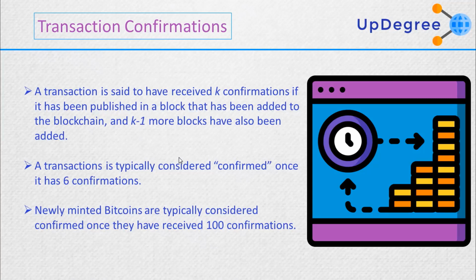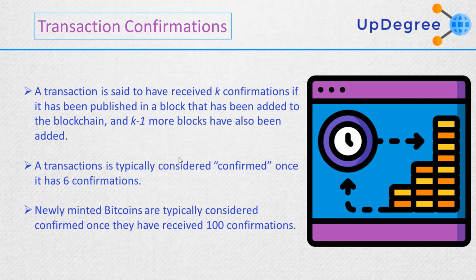That means you have a block, you have a header, you have a nonce, you have a transaction, and it points to the previous block. So for every K blocks in the blockchain, there should have been K minus one more blocks added. A transaction is typically considered confirmed once it has 6 confirmations. And for example, newly minted Bitcoins are typically considered confirmed once they receive 100 confirmations.